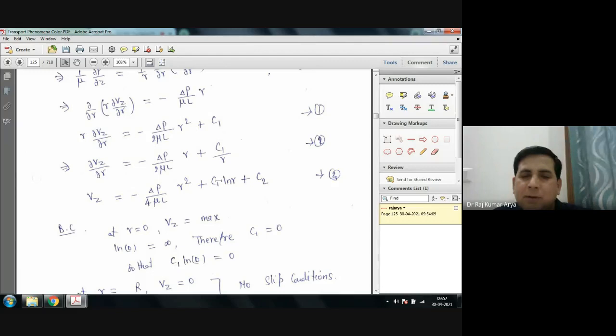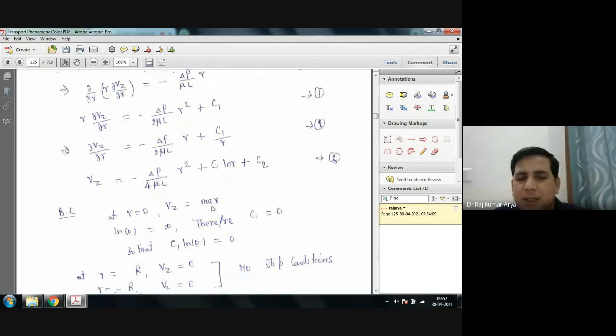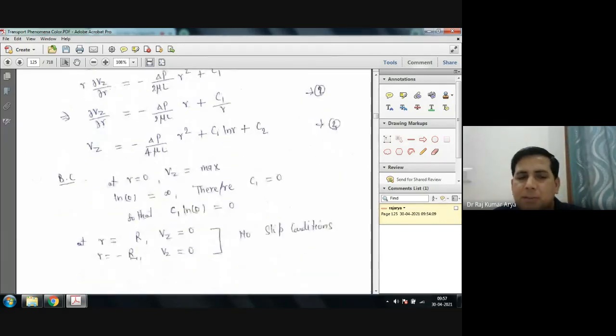Now you have the other boundary condition: at r equal to plus or minus R, at your boundaries, your Vz is equal to 0, which is your no slip condition. So you can substitute that into equation number 3, and then you can calculate the expression for your constant C2.